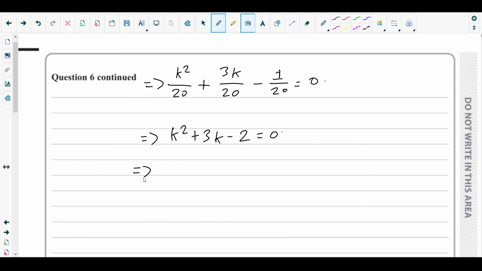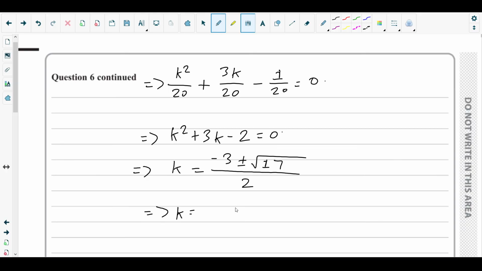Is it possible to factor the middle term? It's not possible, so we use the quadratic formula. k equals minus b plus or minus square root of b squared minus 4ac, 9 plus 8, that is 17, so -3 plus or minus square root of 17 over twice a. The value of a is 1, so 2. So the value for k is either -3 plus square root of 17 over 2 or -3 minus square root of 17 over 2.